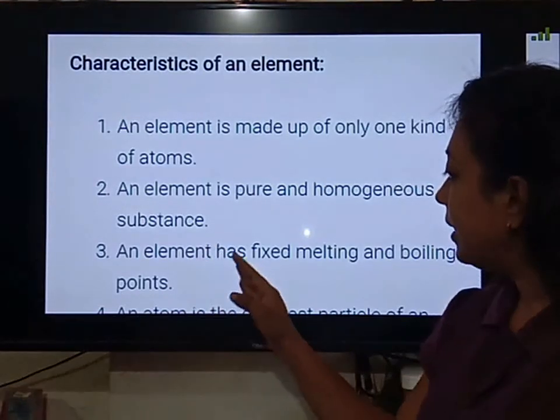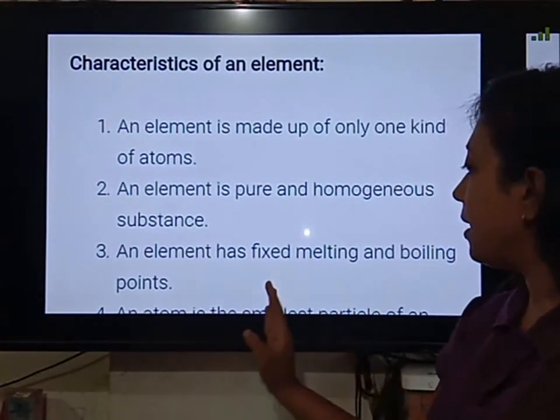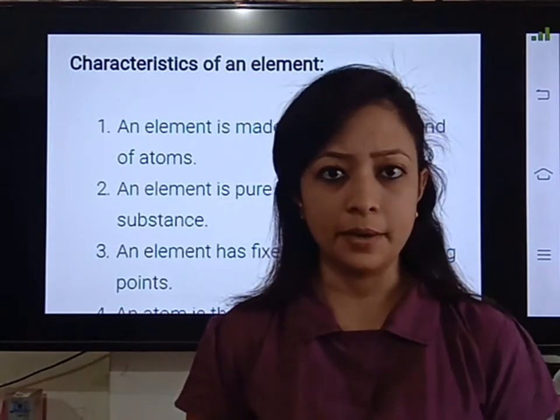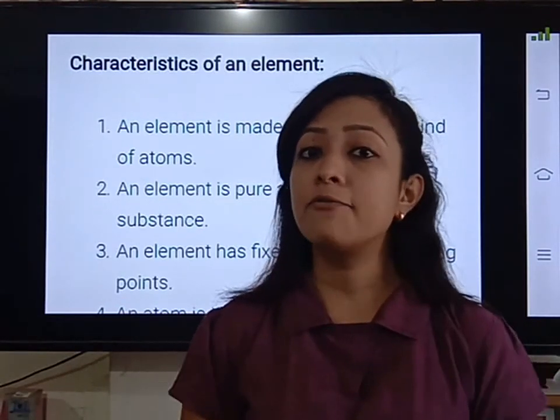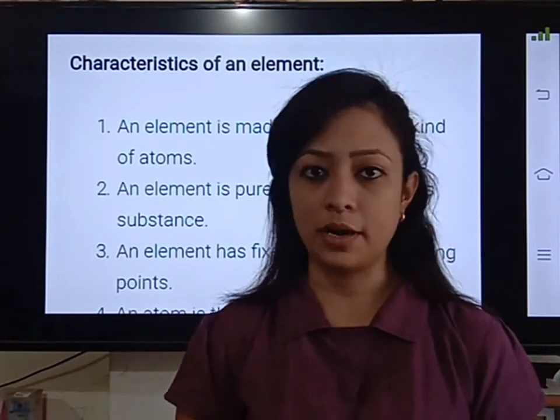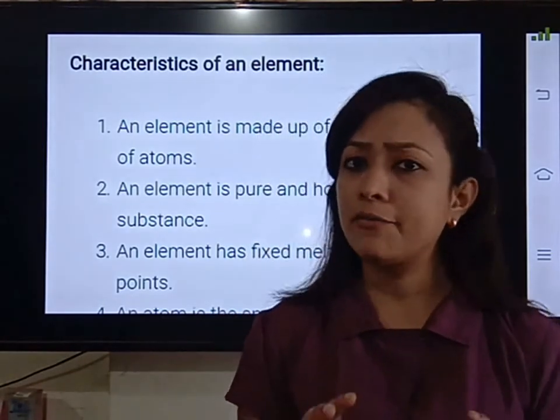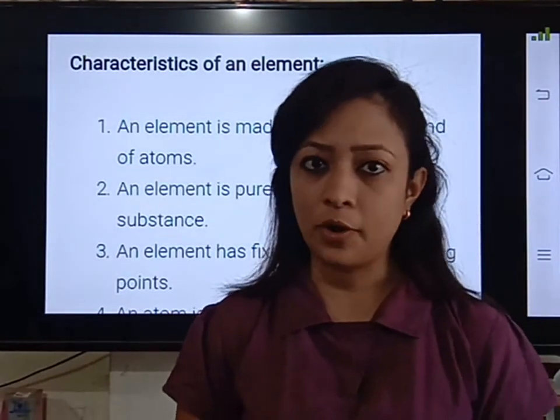Third is, an element has a fixed melting and boiling point. If you are talking about a particular element, for example, aluminium, this aluminium has a fixed melting point and boiling point. If I am talking about oxygen, oxygen has a fixed melting point and boiling point.